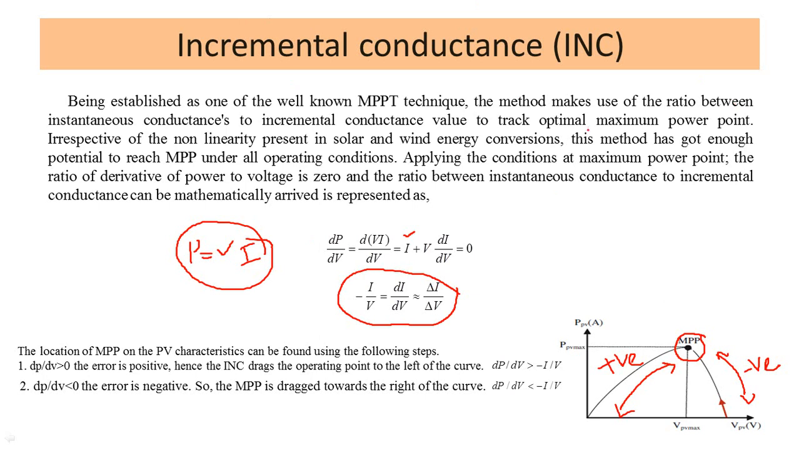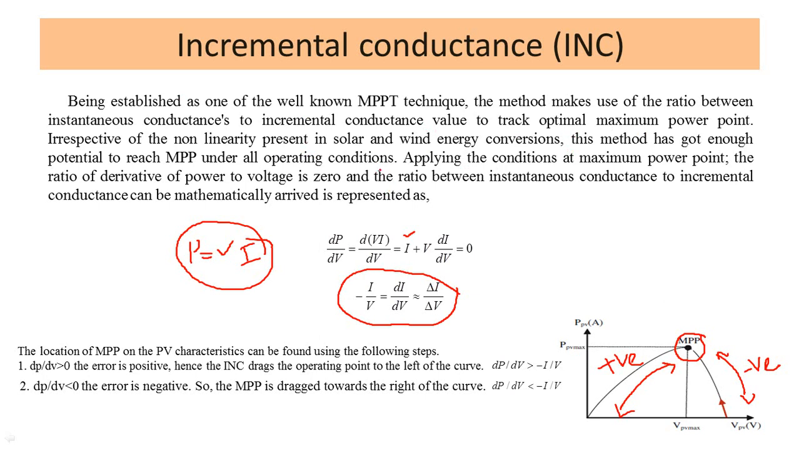As we have told, I just read the definition of incremental conductance. It is very helpful for you to understand. Yes, this particular incremental conductance is established as one of the well-known MPPT techniques. The method uses the ratio between instantaneous conductance and incremental conductance value to track the optimal maximum power point, irrespective of non-linearity present in solar and wind energy conversions. This method has enough potential to reach MPP under all operating conditions.